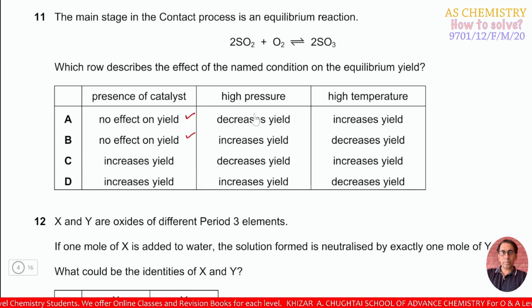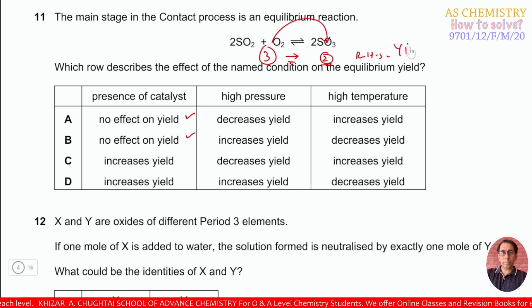High pressure. If you are going to increase the pressure, 3 moles are over here and 2 moles are over here. So by increasing the pressure, equilibrium will shift towards the right hand side. There will be more yield.